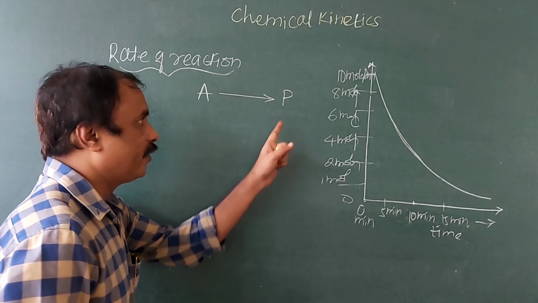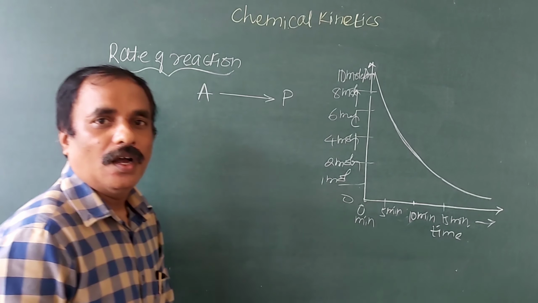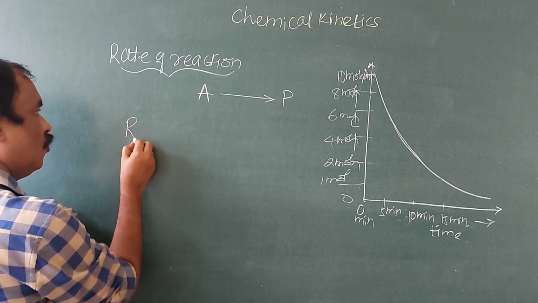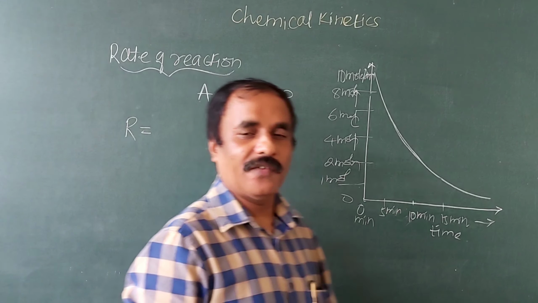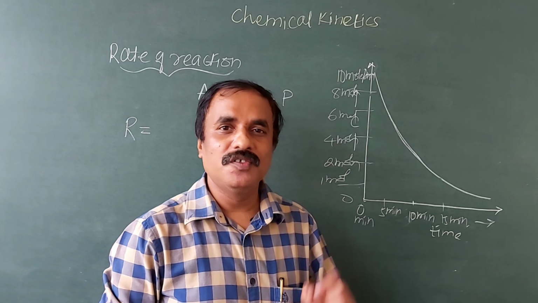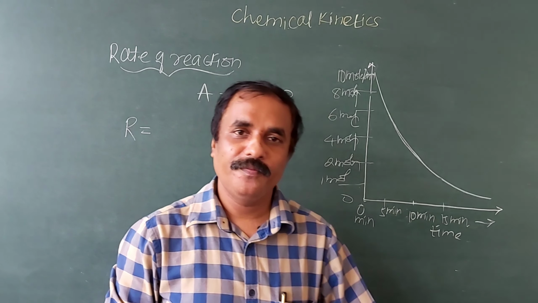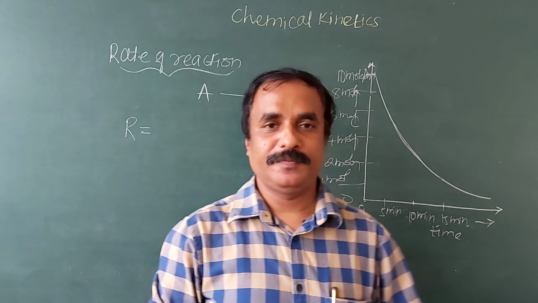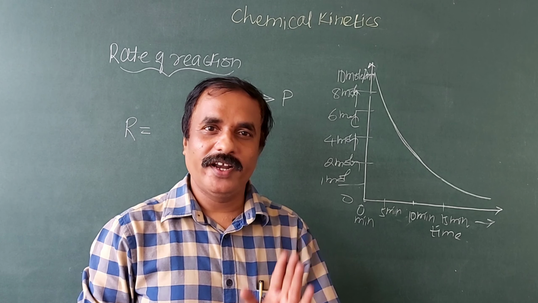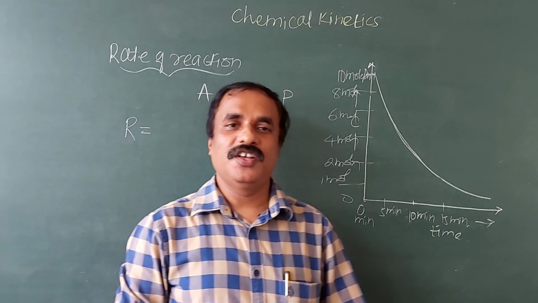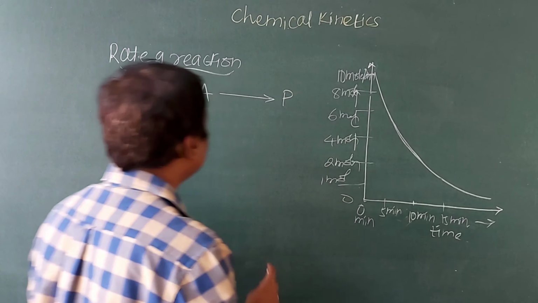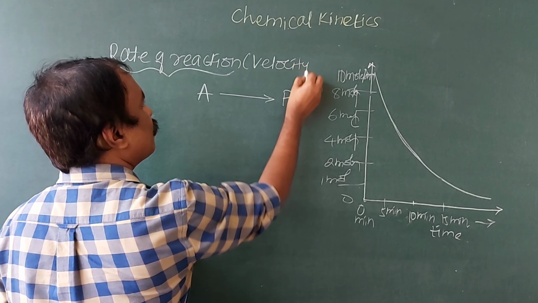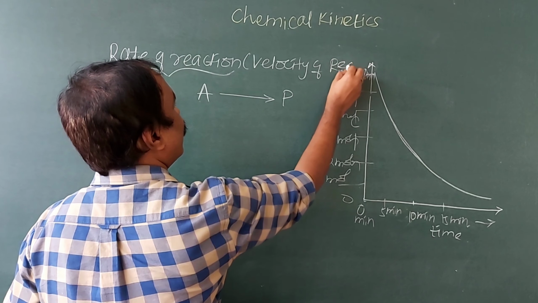Now consider this reaction A to B. How to write average rate? So here rate of reaction is equal to, first we must know the definition of rate of reaction. Remember, decrease in concentration of reactant per unit time or increase in concentration of product per unit time is said to be rate of reaction. It is also known as the velocity of reaction. We can write velocity of reaction also.